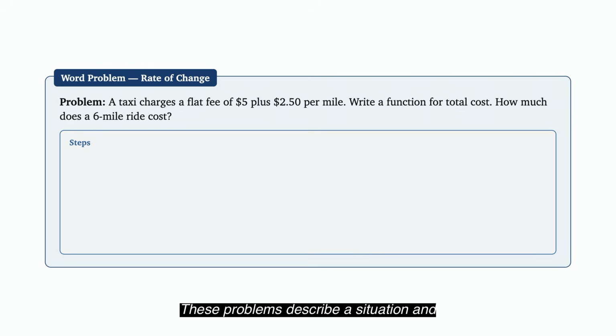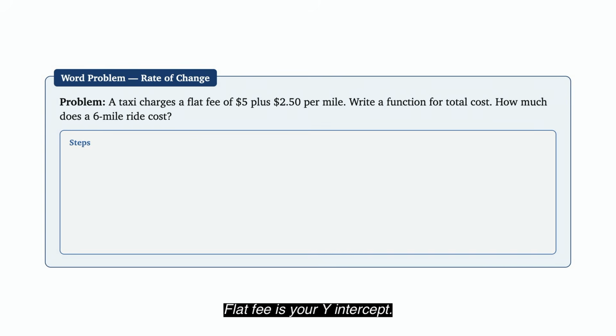Word problems. Rate of change context. These problems describe a situation and ask you to build a function or interpret one. Example: a taxi charges a flat fee of $5 plus $2.50 per mile. Write a function that represents the total cost for m miles. How much does a 6-mile ride cost?